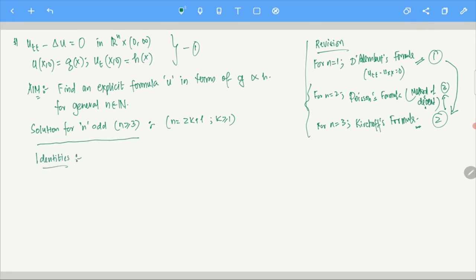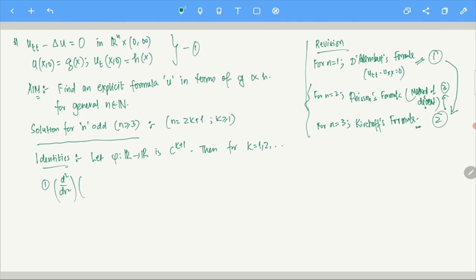Okay, so these are some useful identities which we are going to use. So let phi be a function from R to R. So basically I am looking for a C^{k+1} function from R to R. Okay, and then for k equals 1, 2, and it goes on like this, these particular things hold. Number 1, d^2/dr^2 of this particular thing.